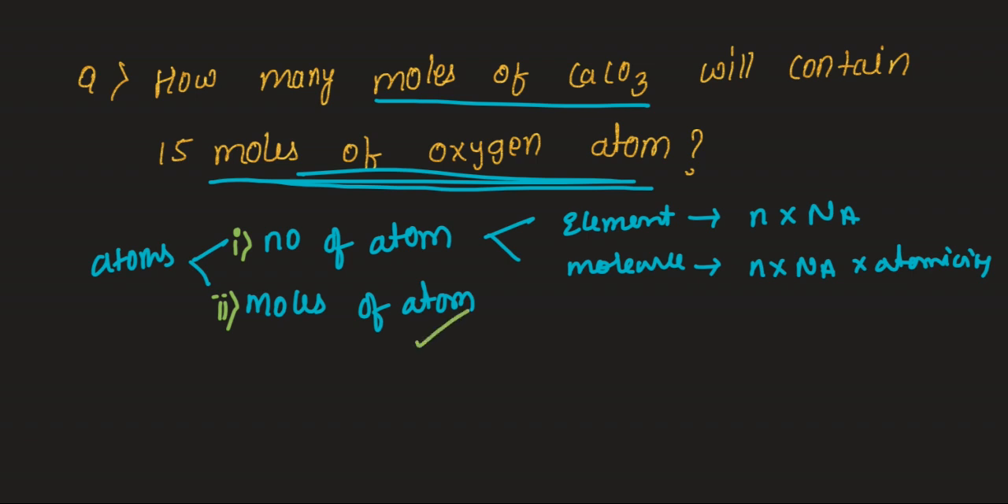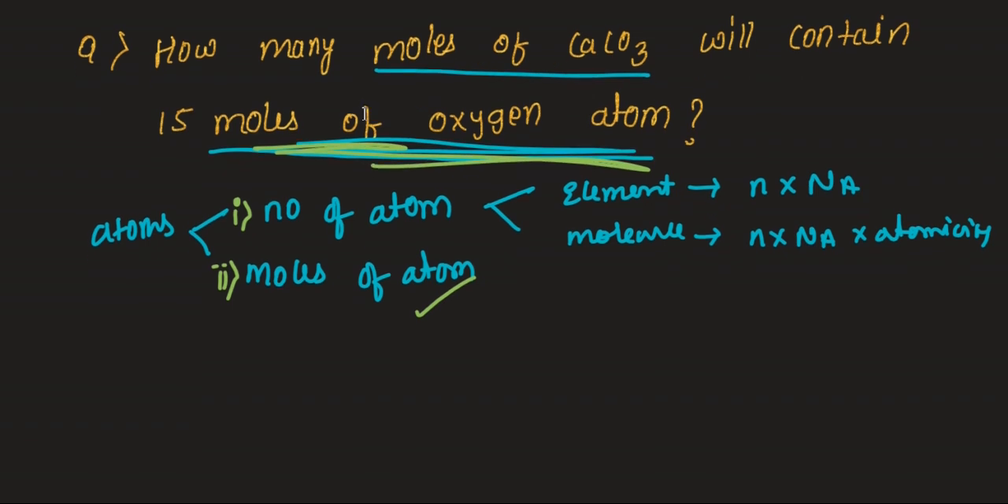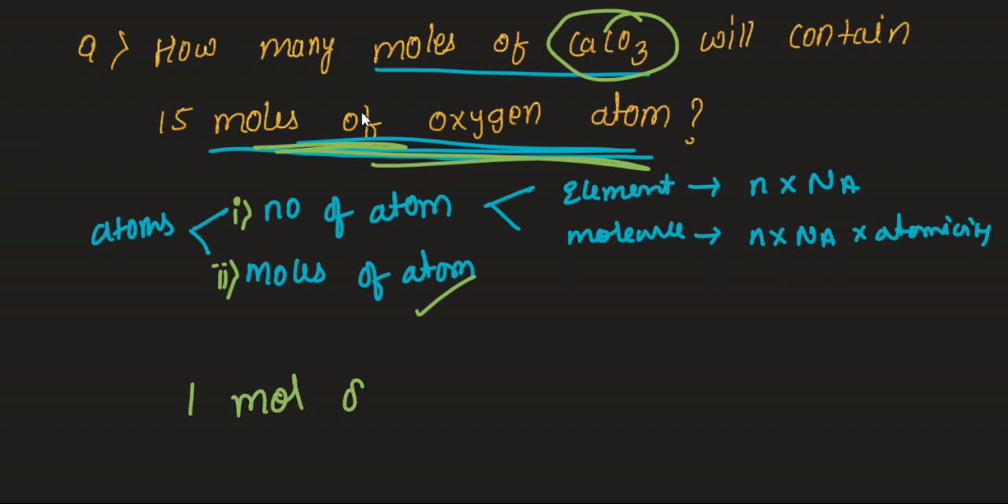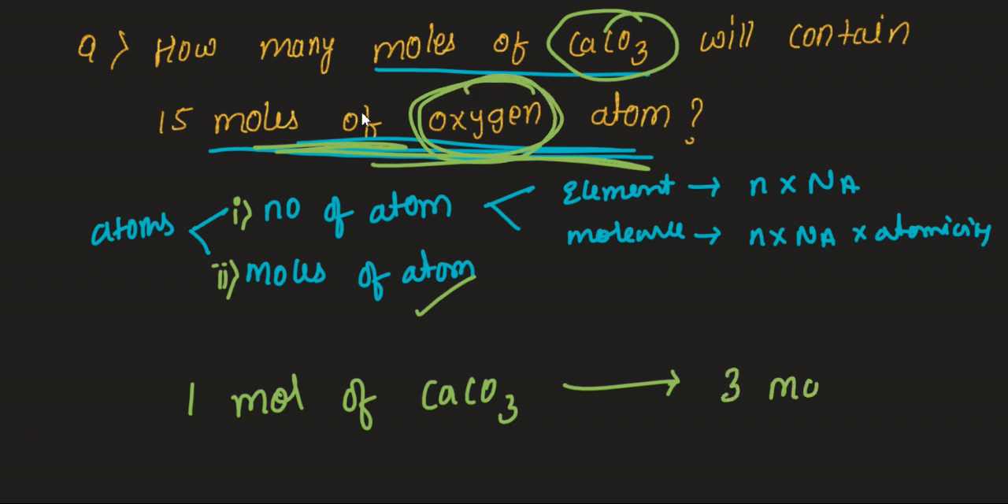Very good. The question belongs to the second category because they are given moles of oxygen atoms, right? And according to the second category, what is the first step we have to do? We have to write the question. What is the question they provided? Calcium carbonate. So what can you write? 1 mole of calcium carbonate will contain, are they asking about oxygen? We are discussing oxygen. So we can write 3 moles of oxygen atoms.